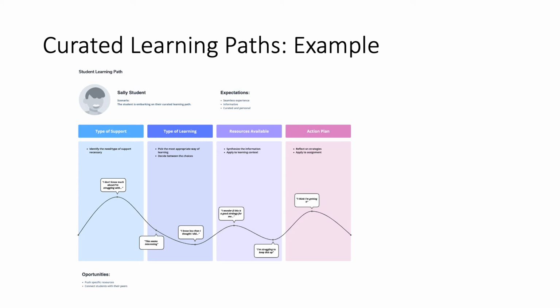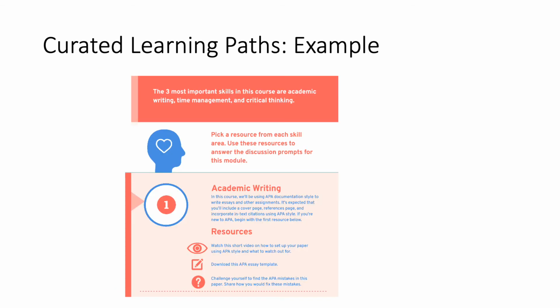And let's look at an example on the following page. So again, I use this PictoChart example and in the context of the psychology course. And I identified the 3 most important skills in the course, which are academic writing, time management, and critical thinking. And so in this case, students are prompted to pick a resource from each skill area and then use the resources to answer the discussion prompts for the module.